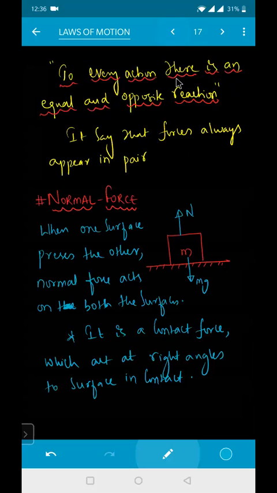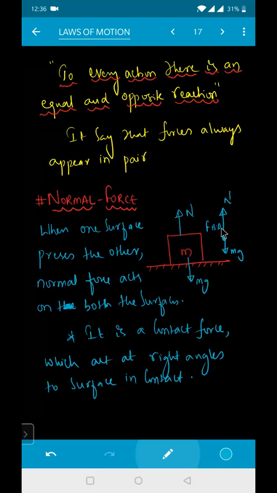Children, see here. If this is a block of mass, this surface is touching the ground. The ground is exerting a force on the block in the upward direction, and the block is also exerting a force on the ground in the downward direction. This is the weight of the body acting on the ground, that is mg, and the ground exerts an equal amount, mg, upward, represented by N. If I take an FBD of this, I represent the body by a dot. The forces acting on it are the normal and the weight mg. FBD means free body diagram.